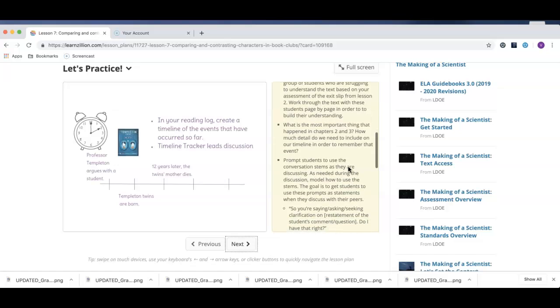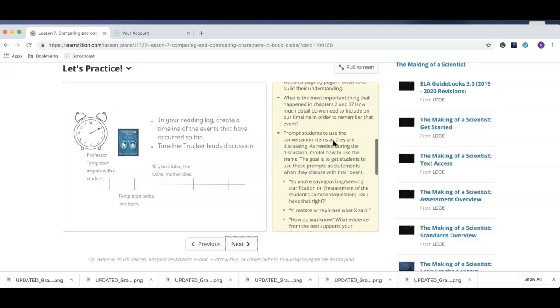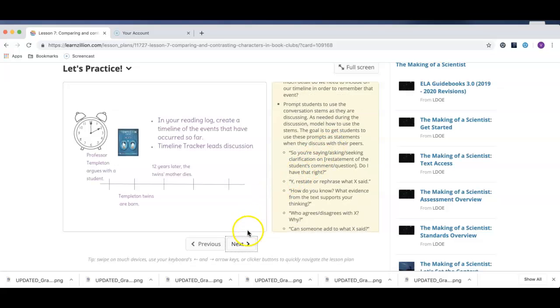What is the most important thing that happened in chapters 2 and 3? How much detail do we need to include on our timeline in order to remember that event? Use your conversation stems.